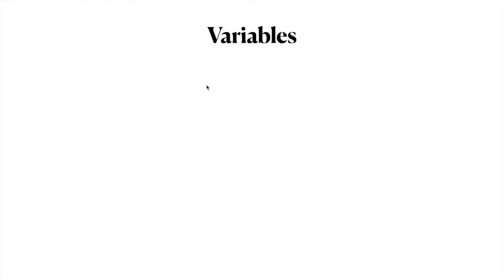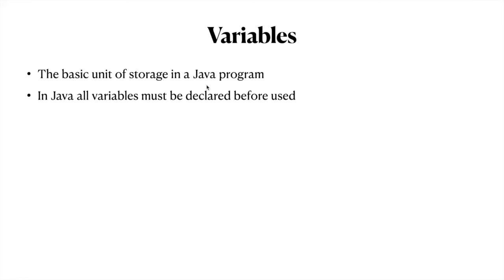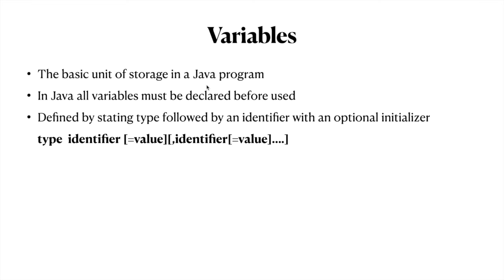So once we understand what data types are and how we create identifiers, now we will discuss variables. So what is a variable? A variable is a basic unit of storage in a Java program. That means this is a concept where we store data types in the memory, and Java is strongly typed. That means all variables must be declared before they are used. So we have to declare the variable before we use it for manipulating or working on it.